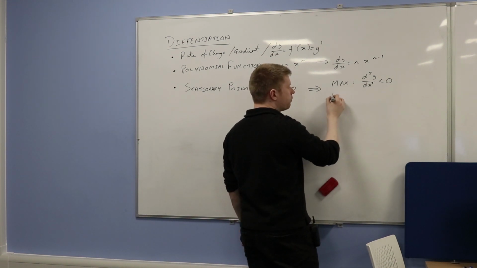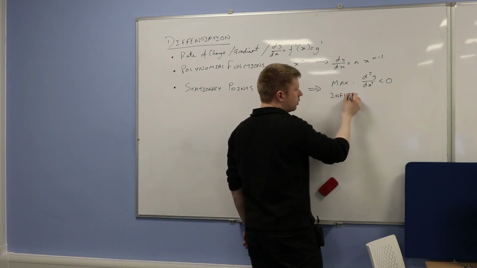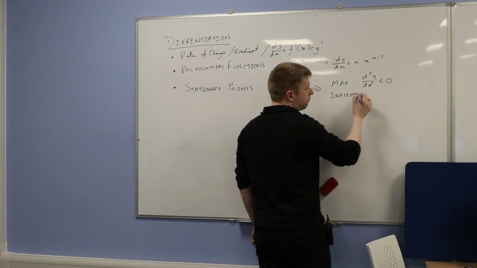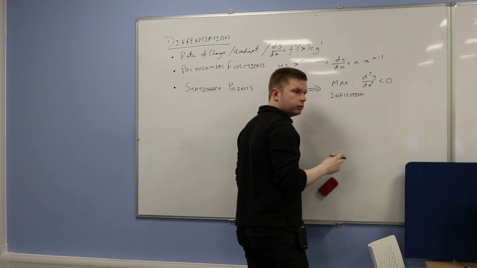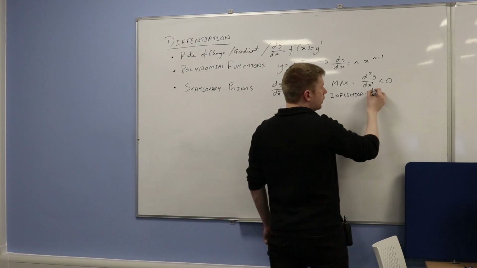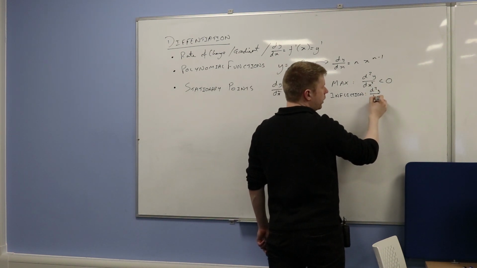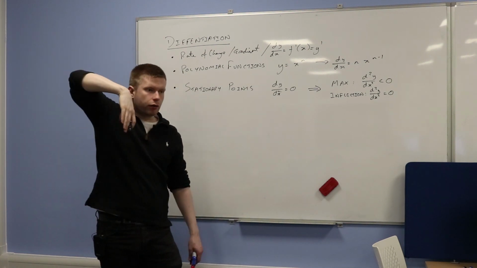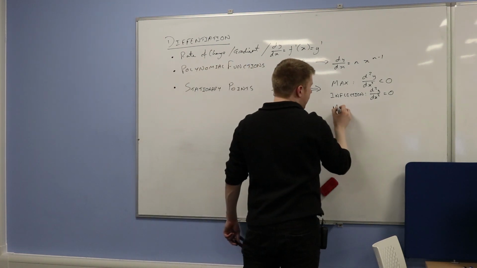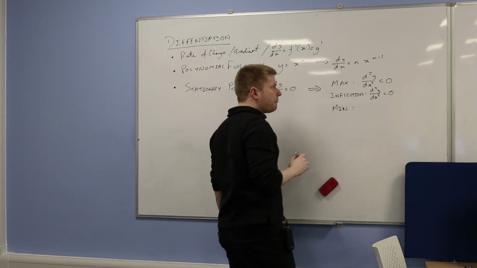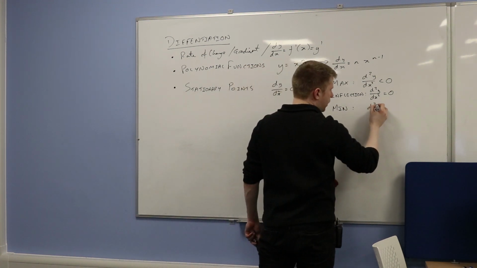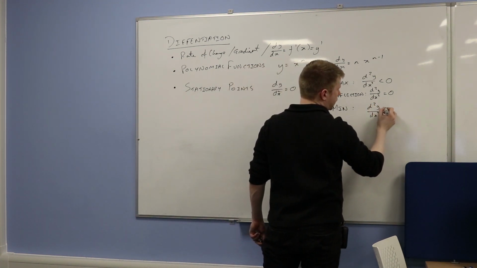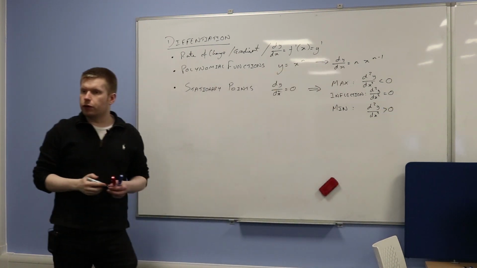If it was a point of inflection, how do we find that? Less than, greater than? Not quite. It's if it was equal to 0. So it goes from increasing then to decreasing, or vice versa. If we were looking at a minimum, how do we do that? It's greater than 0. Absolutely. So d2y by dx squared has got to be increasing. It's got to be greater than 0.